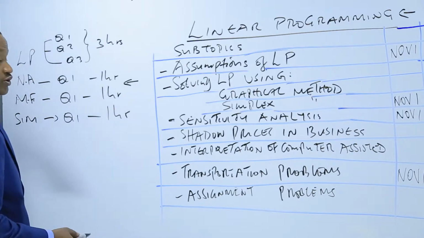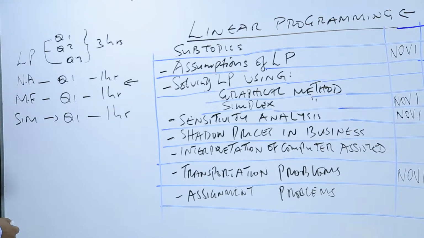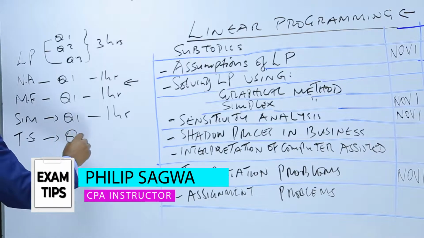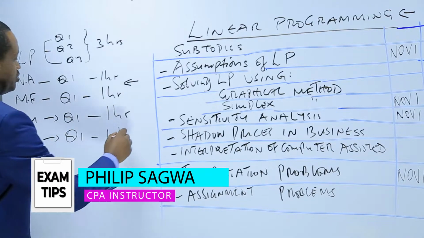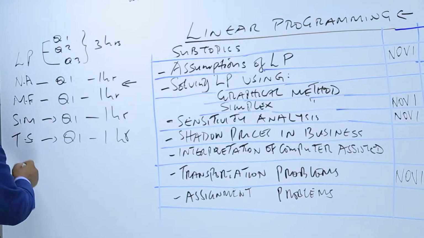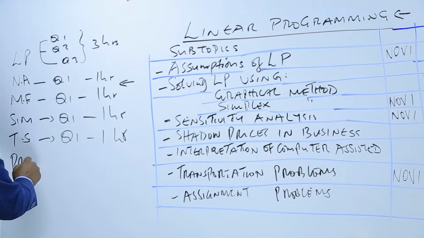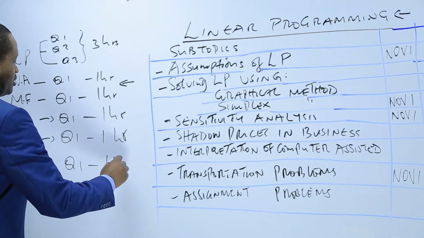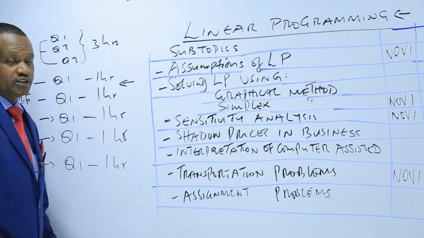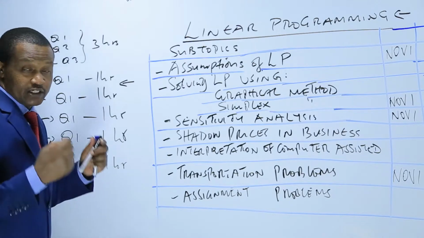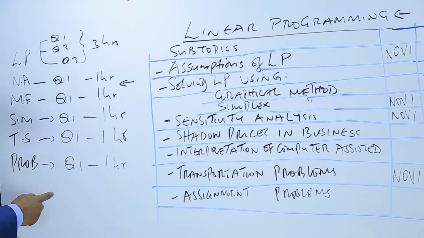If you're a full-time student, you have 2 more hours. You can pick another topic like time series. Time series, do 1 question. This is 1 hour. Then which other topic? The last topic will say probability. You do 1 question, 1 hour. So this is what you ought to do. That is what I would do if I have 21 days to revise for this paper.